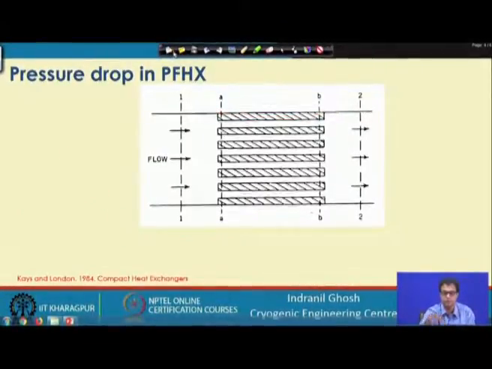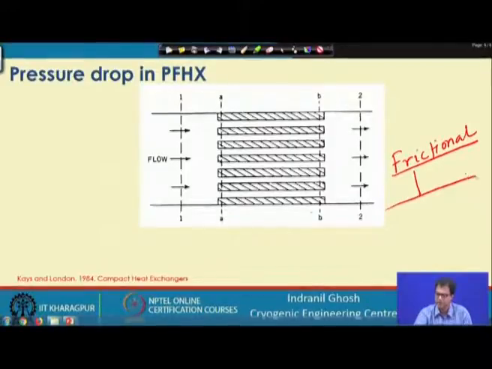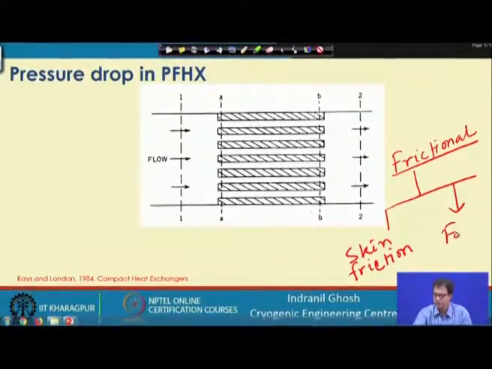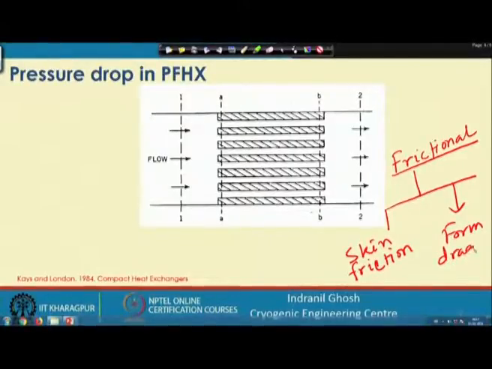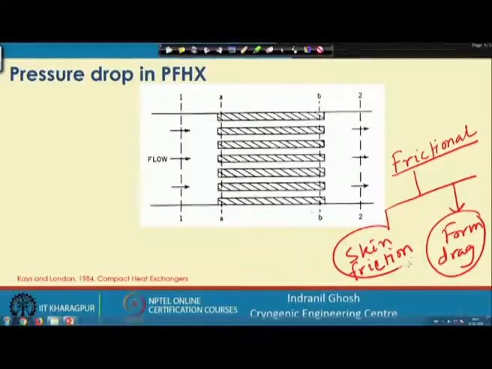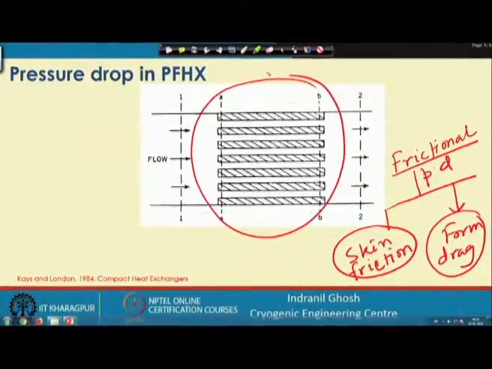One part, what we call the frictional pressure drop. This frictional pressure drop will have 2 components. One is the skin friction, and then you will also have the form drag. These are the 2 types of friction we will have. This is the frictional pressure drop, which will be within this one.